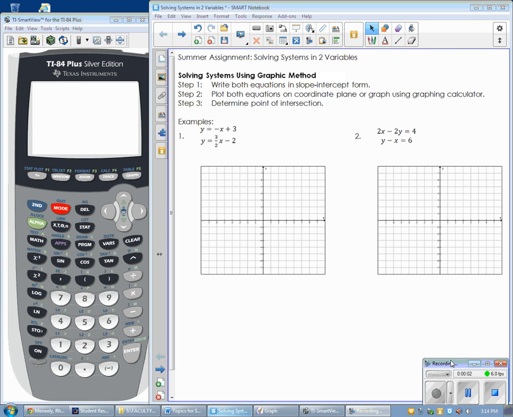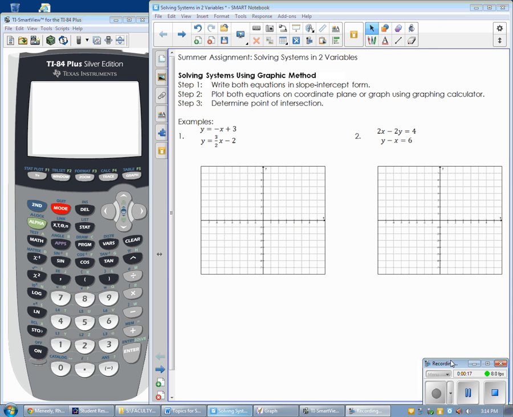Hello everybody, this is Miss Maneely, and I'm going to give you a quick tutorial on how to solve systems involving two variables using three different methods. We're going to graph, we're going to use a substitution method, and then I'm also going to show you a method called elimination. Let's first start with graphing.